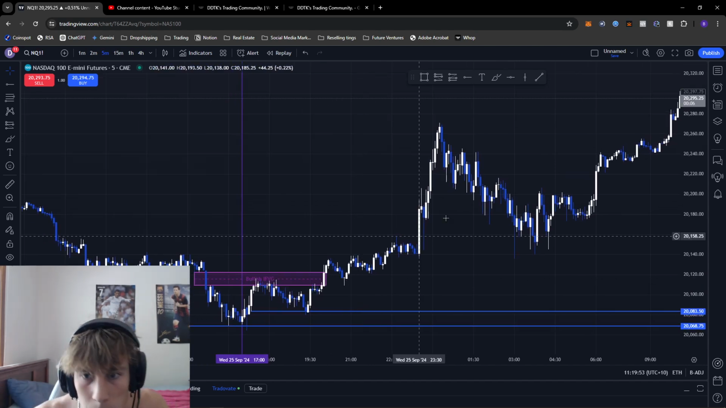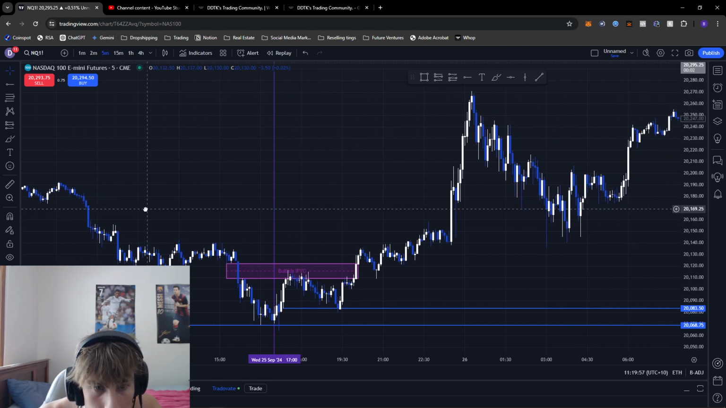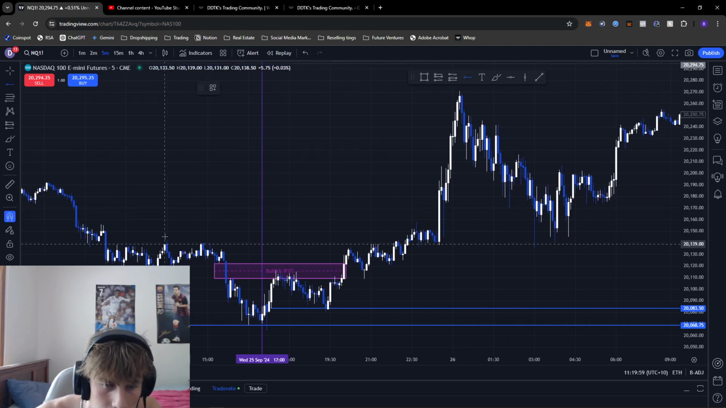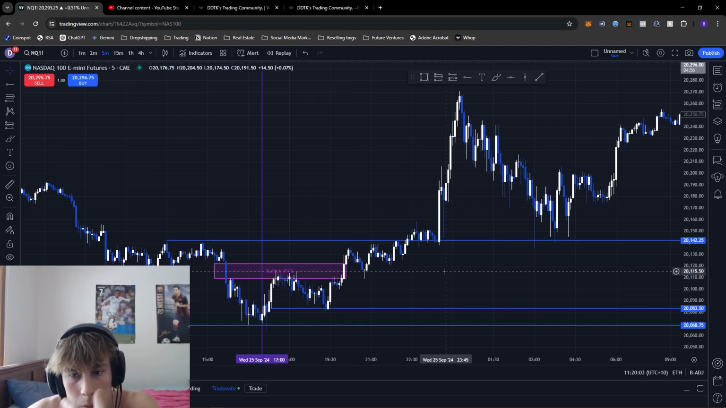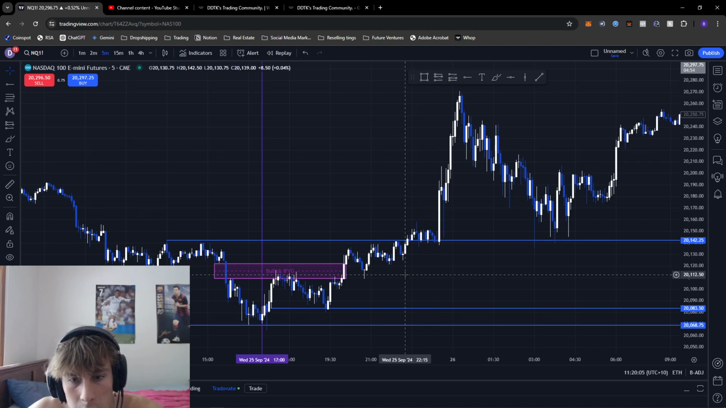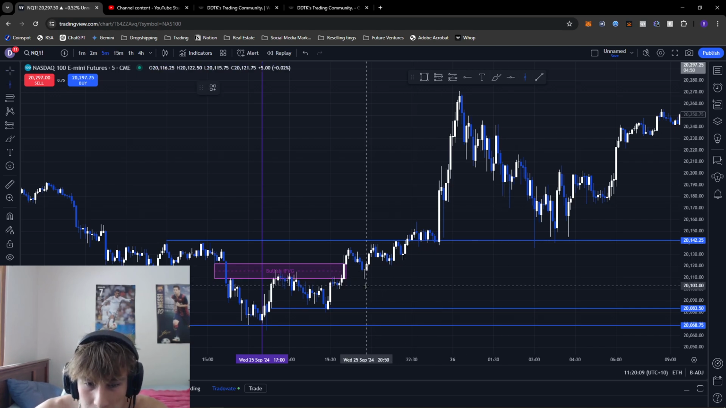So price is looking really good for bullish movement. And then there were these highs I had. It didn't really matter, whatever. That's way later in the day. I only trade till like not even 9, 8.